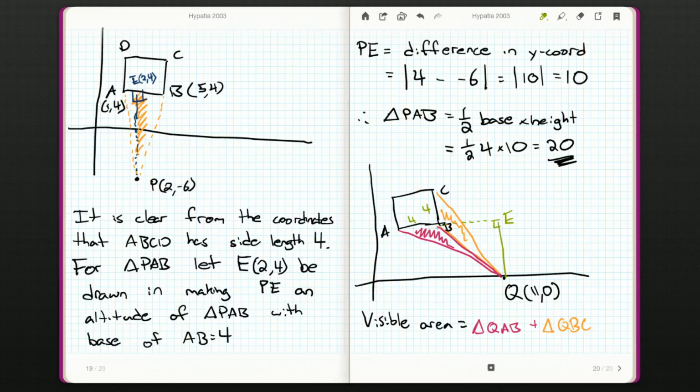And for our second triangle, we can extend it a little bit and say, well, from Q down to our extended BC, where do we get our intersection point? Where do we get our altitude? We'll call that point F. F will be at 5, 0, and E will be at 11, 4. Okay.